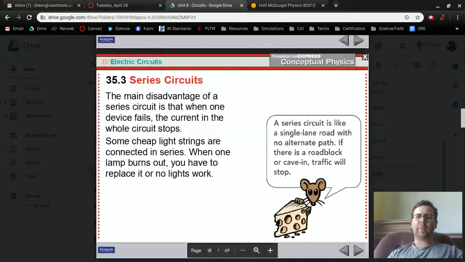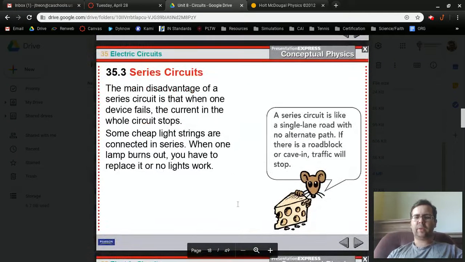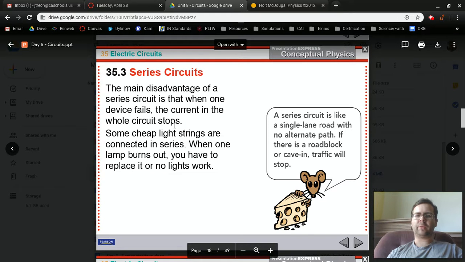So the main disadvantage of a series circuit is that if one of the light bulbs goes out or if one of the devices fails, then the current in the whole circuit stops.